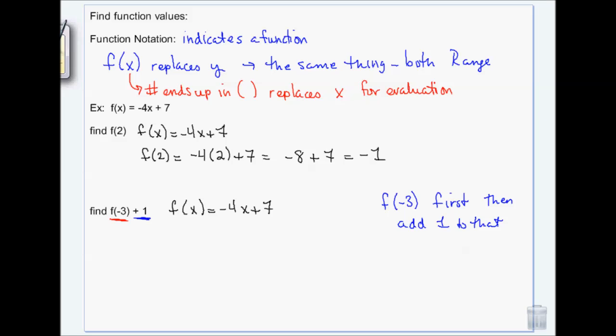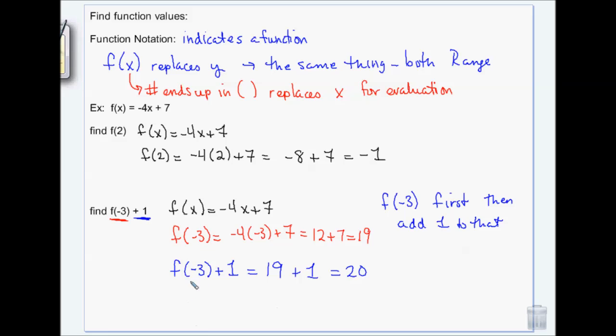Okay, so first I'm going to do the f of negative 3. So I put the negative 3 in where the x was. So that gives me 12 plus 7, which is 19, right? Well, f of negative 3 plus 1, that's this f of negative 3, which was 19, right? Plus 1.